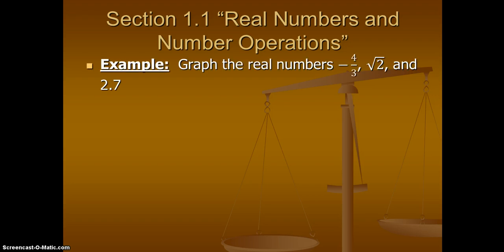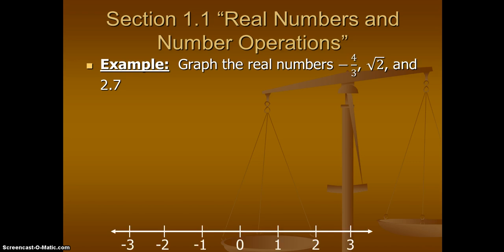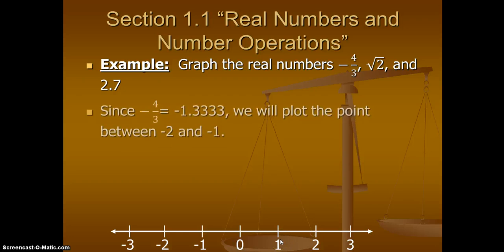Next, we're going to graph real numbers, and in order to graph real numbers, you should turn all the numbers into decimals. -4/3 is a fraction, radical 2 is a radical, and 2.7 is a decimal already, so that works in our favor. So here's our number line, and again, hopefully you remember that 0 is our origin. Our negative numbers are on the left and our positive numbers are on the right.